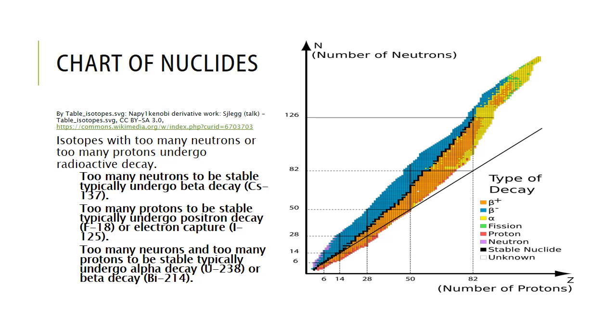Isotones refer to nuclides that have the same number of neutrons but possess different atomic numbers, different mass numbers, and of course different chemical properties. Isobars have the same mass number A but different atomic numbers and different chemical properties.